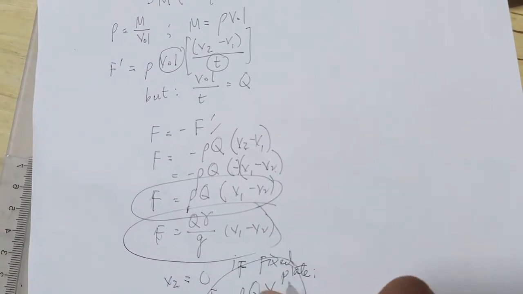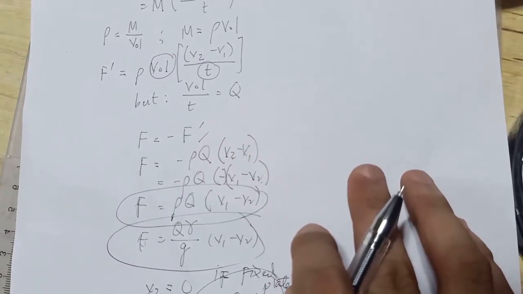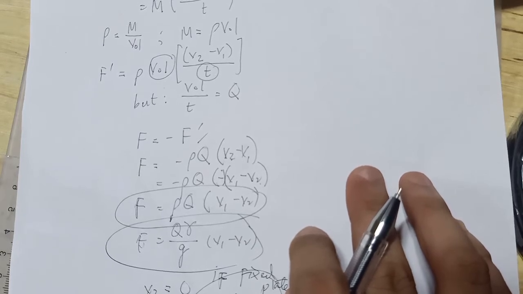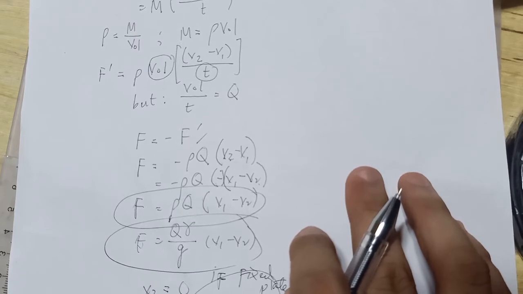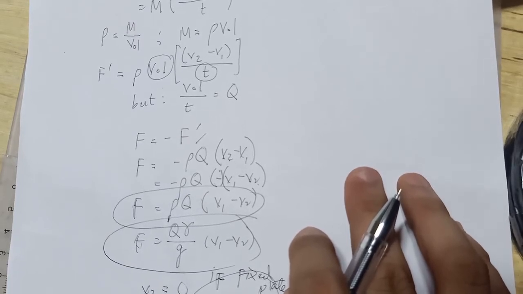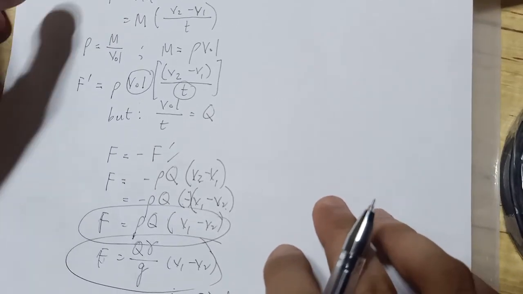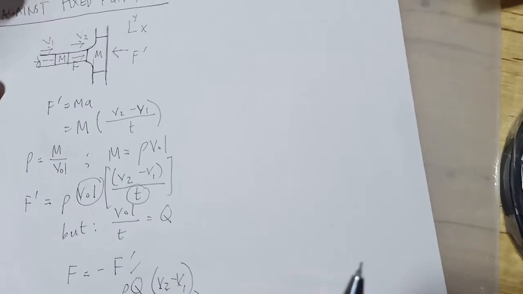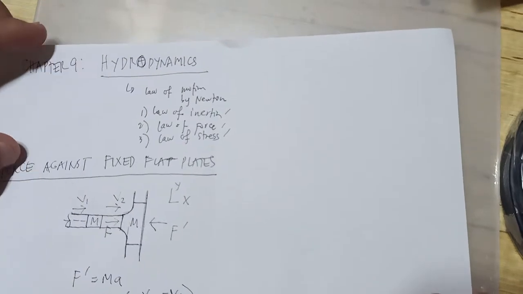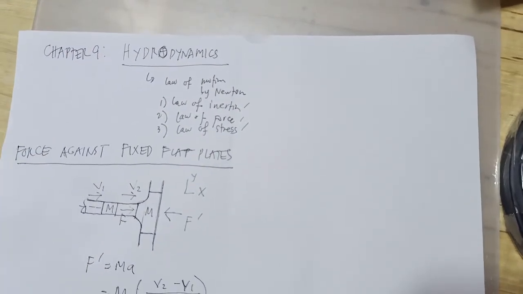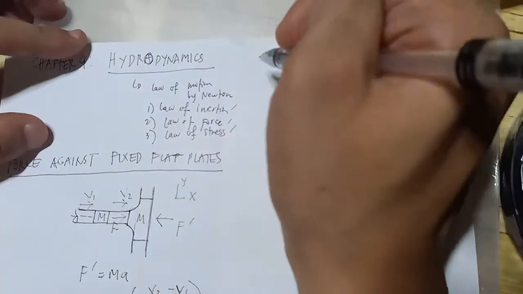Again, F is force, rho is mass density, Q is quantity of fluid or discharge, with the unit cubic meter per second, and velocity 1 and velocity 2 are the initial and final velocity in meter per second, and gamma is unit weight of the fluid in newton per cubic meter or kilonewton per cubic meter. So let's have an example so that you can relate to the formula that I have introduced to you. So the first example, or the example, no?